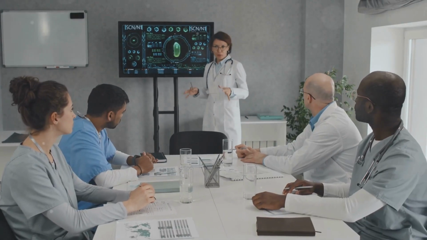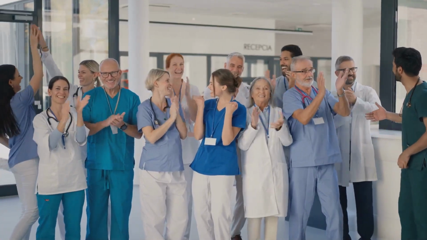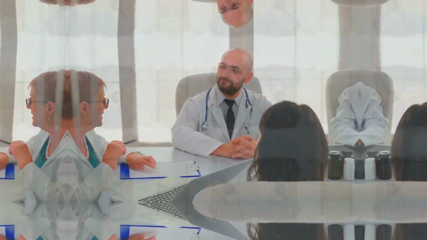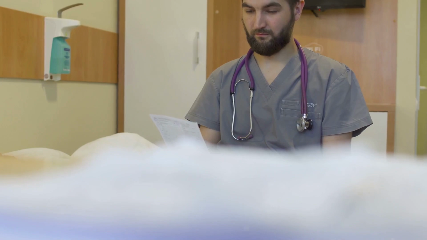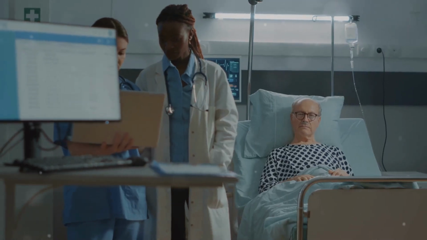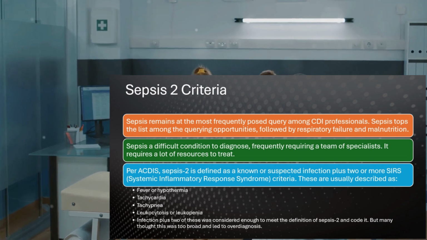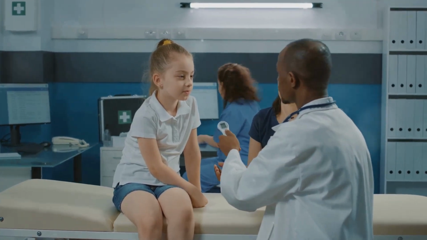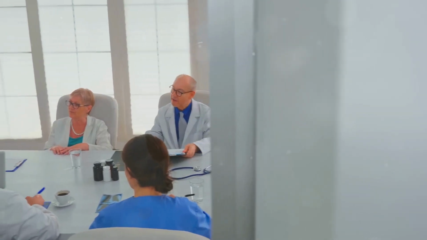Do you guys know about Sepsis 2, Sepsis 3, and Sepsis 2.5? Sounds like software updates, but in reality, this is all that we need to know to become perfect in coding for sepsis. Per ACDIS, Sepsis 2 is defined as a known or suspected infection plus 2 or more SIRS, or systemic inflammatory response syndrome, criteria. These are usually described as fever or hypothermia, tachycardia, tachypnea, leukocytosis, or leukopenia. Infection plus 2 of these was considered enough to meet the definition of Sepsis 2 and code it, but many thought this was too broad and led to overdiagnosis.